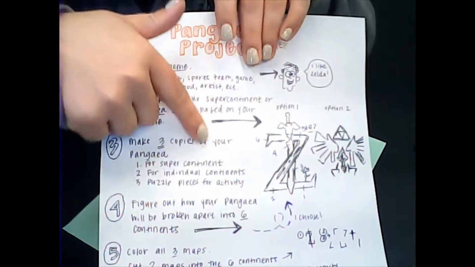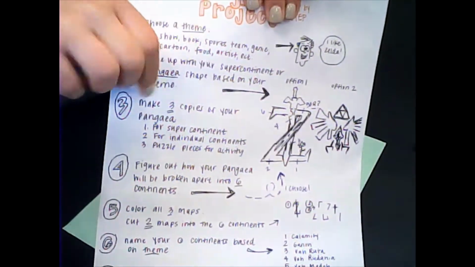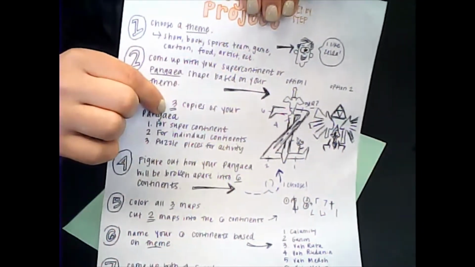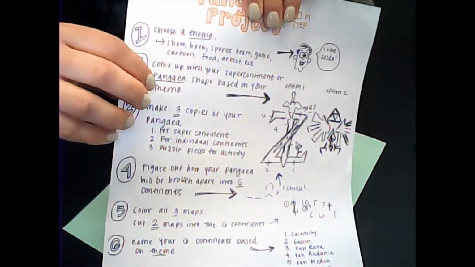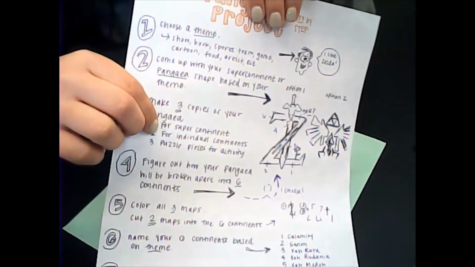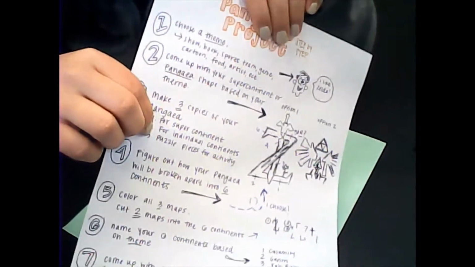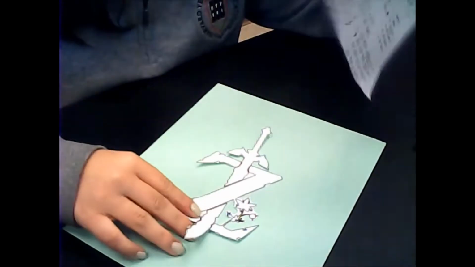So then I need to make, it says 3 copies. This is for kiddos online or in person. You are only doing 2 copies because you won't need a puzzle copy. So you are just doing 1 for the supercontinent and 1 for individual continents, which I will show you here in just a second. So I decided to do the Breath of the Wild logo.